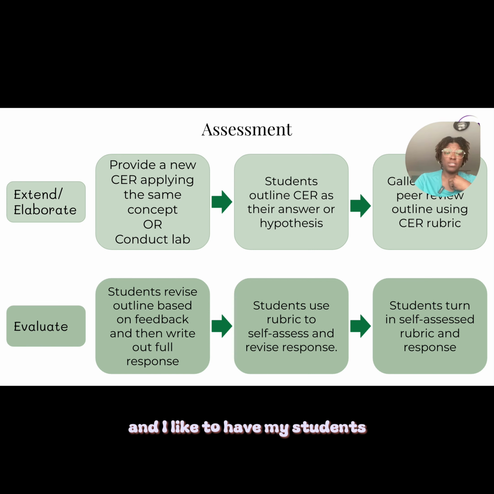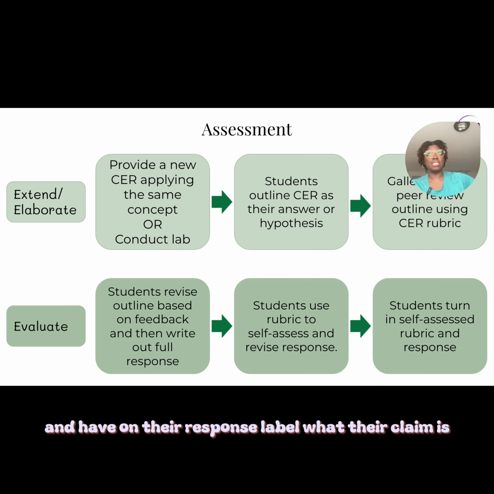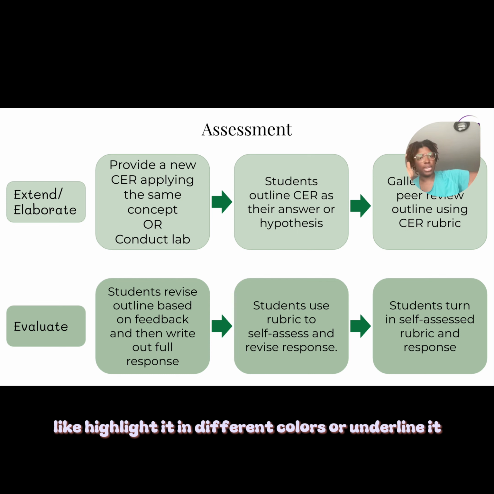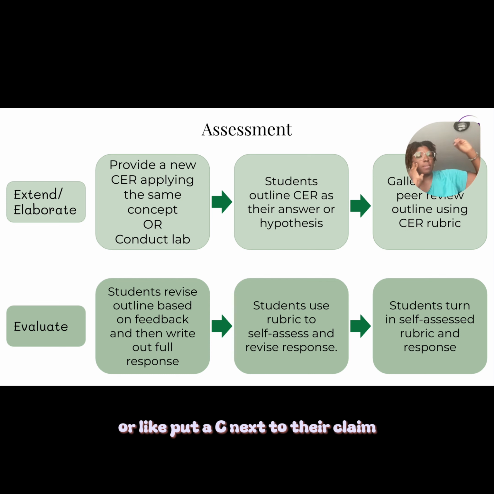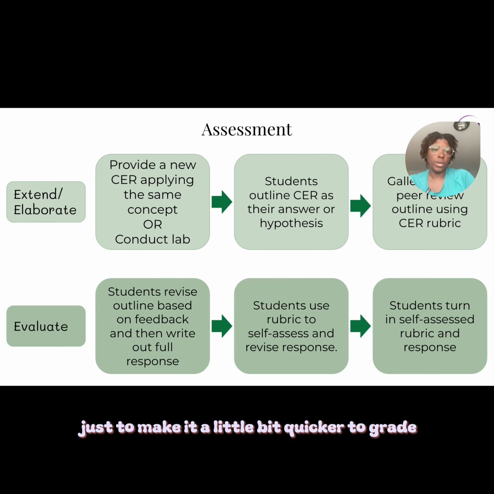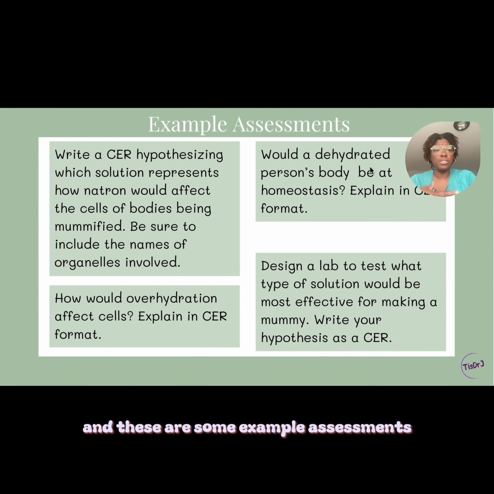And I like to have my students turn in their self-assessed rubric with it and have on their response labeled what their claim is, like highlight it in different colors or underline it, or put a C next to their claim, E's next to their evidences, and R's next to their reasonings, just to make it a little bit quicker to grade. And these are some example assessments of what you could use, that would match what we've done so far.